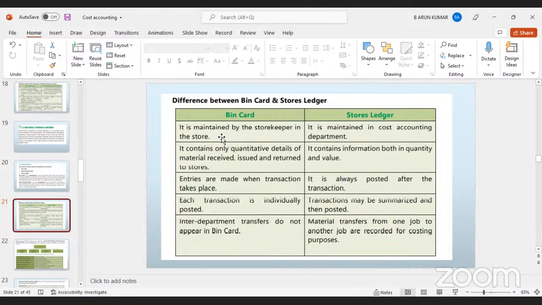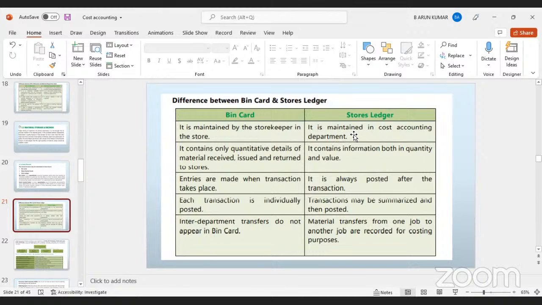First one is, it is maintained by the storekeeper in the store. Bin card is maintained by the storekeeper, at the stores place. And the stores ledger is maintained by the cost accounting department.